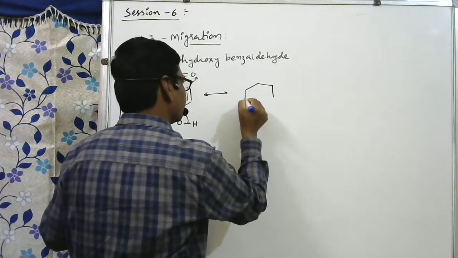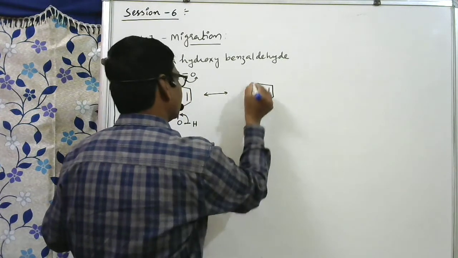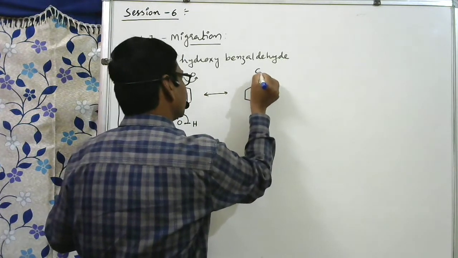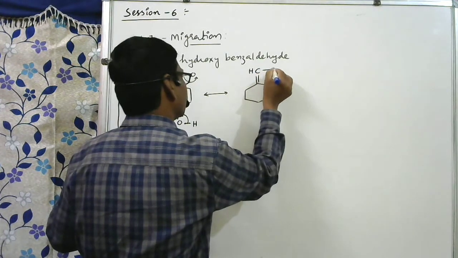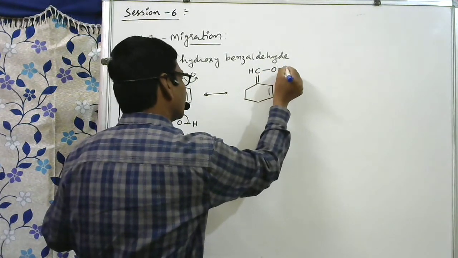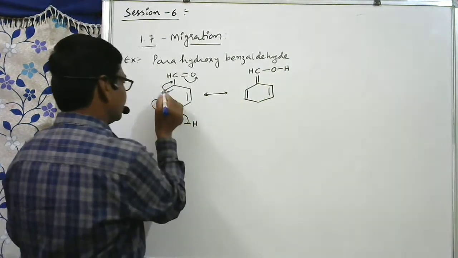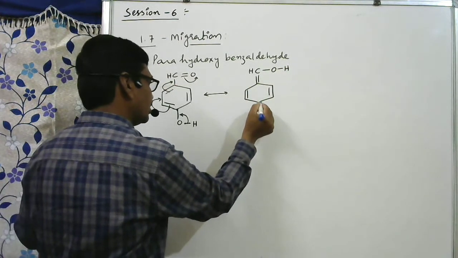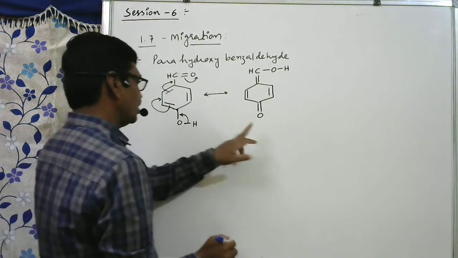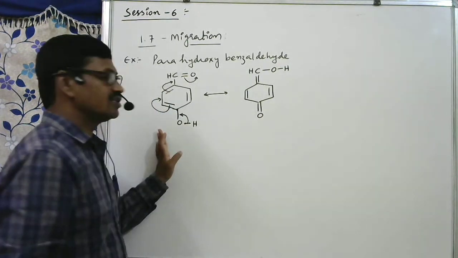So here this is already present bond. Here double bond. Here C H single bond O, and this O now will take H plus ion. Here this bond shifted here. This bond shifted here, no? Then here double bond O. This is the enol form. This is the keto form.